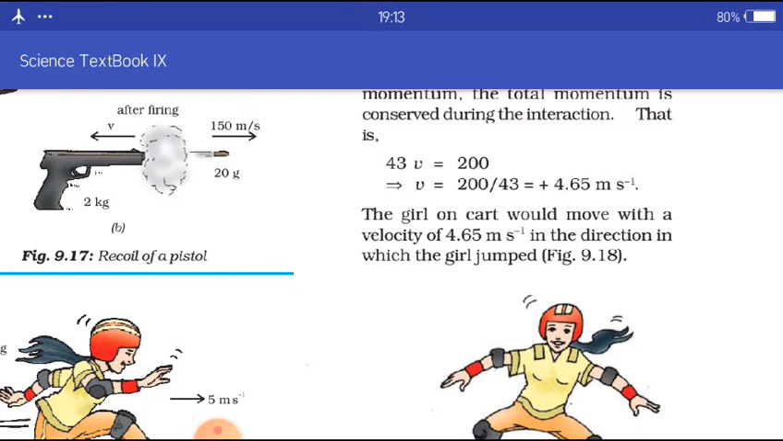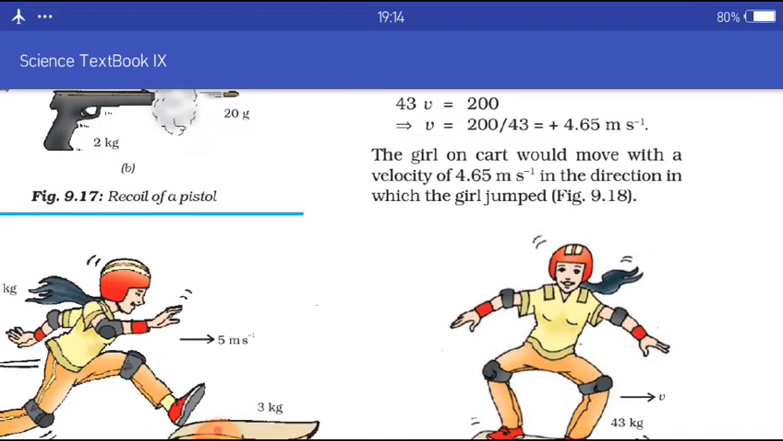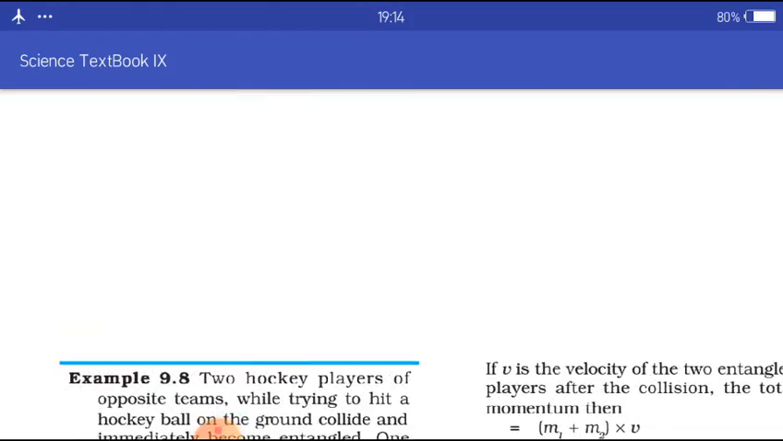So if you do the division, you will get the answer 4.65 meter per second. The girl on the cart would move with a velocity of 4.65 meter per second in the direction in which the girl jumped. The girl is jumping.